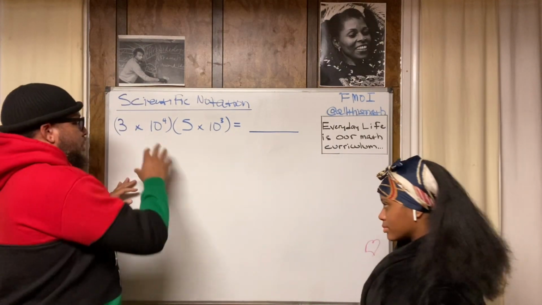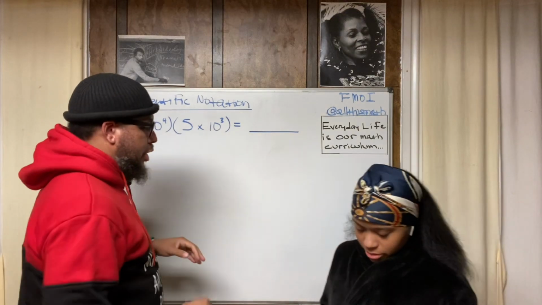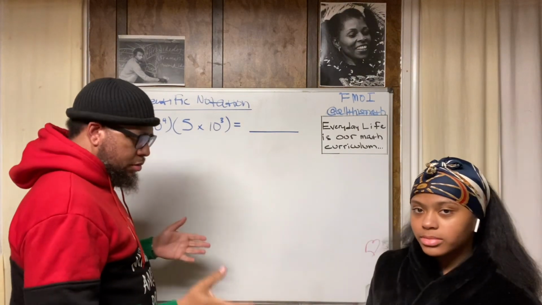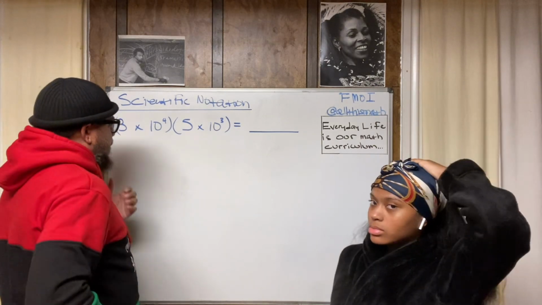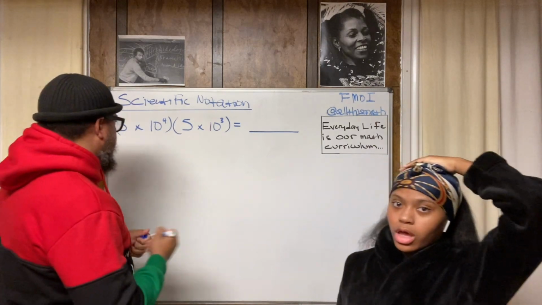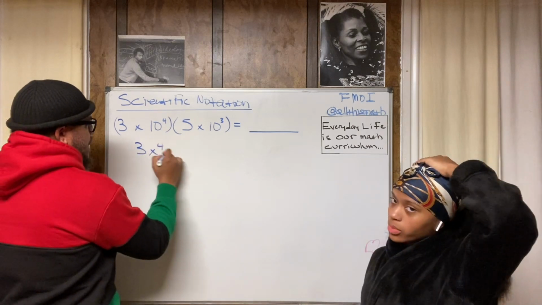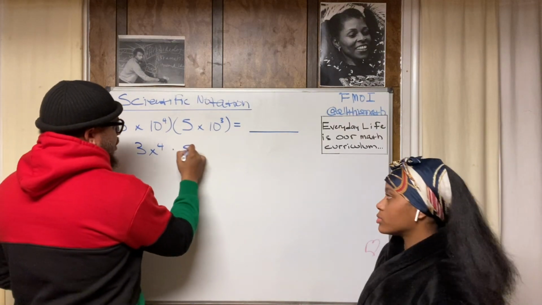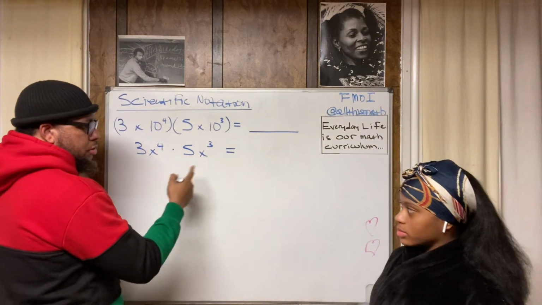We're gonna multiply these two values together. I'm gonna do it in two different ways. One way you can approach these problems is you can think of them as, imagine this: what if you had 3x to the fourth power times 5x to the third power? What would you do?